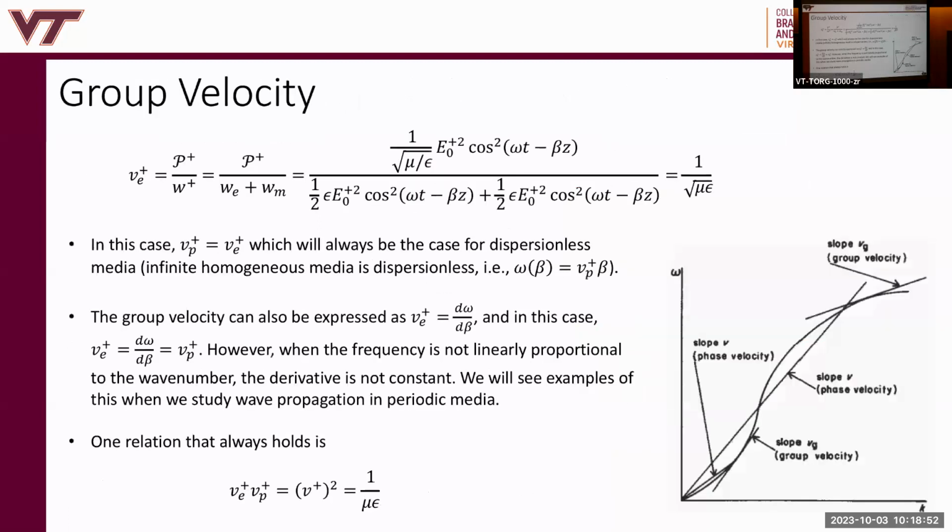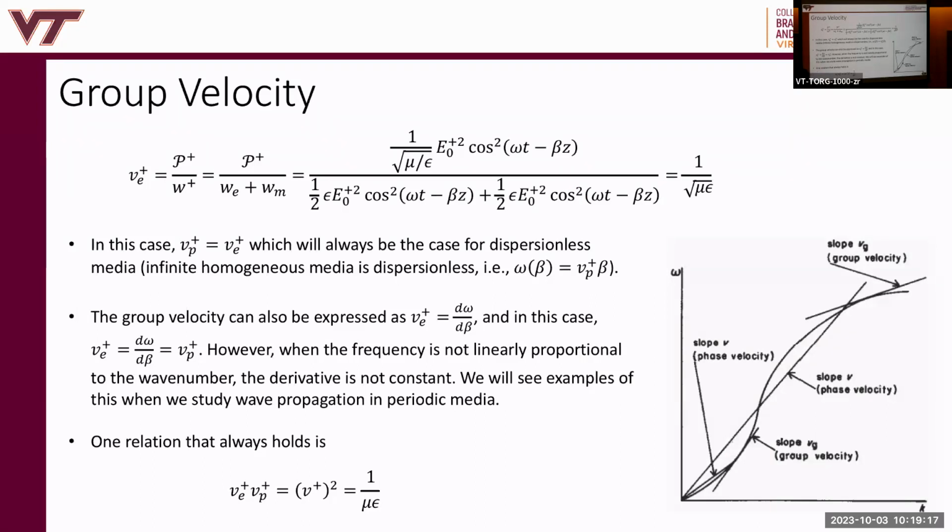Very good. Let's look at group velocity. So that was the phase velocity. That's the velocity at which a point on the wave travels, right? A particular constant phase value. But there's another velocity which is associated with the flow of energy, the flow of power, the flow of information, which is called the group velocity.